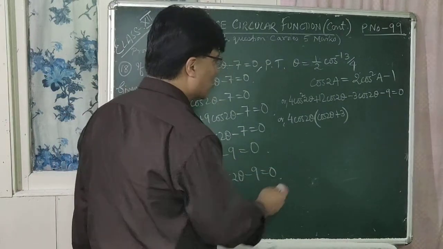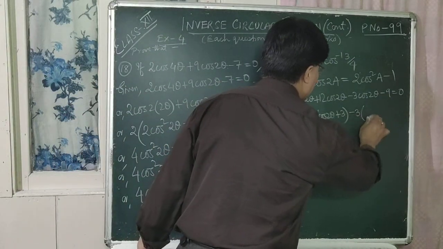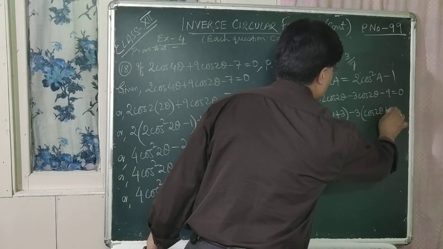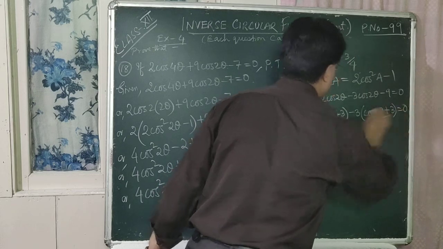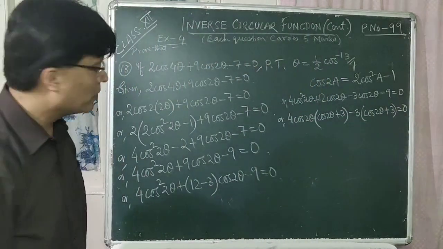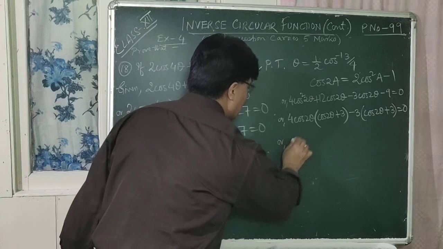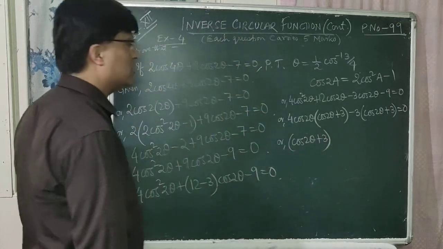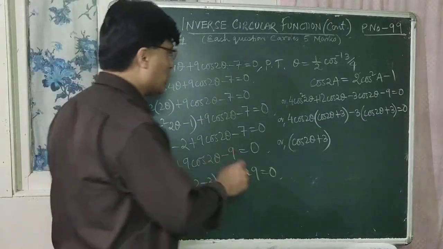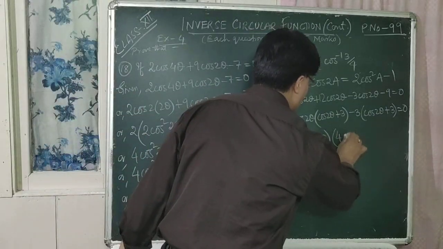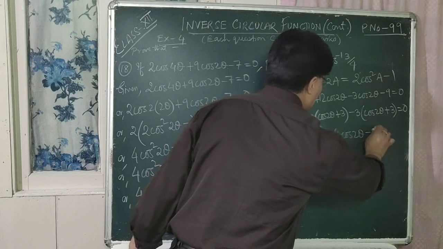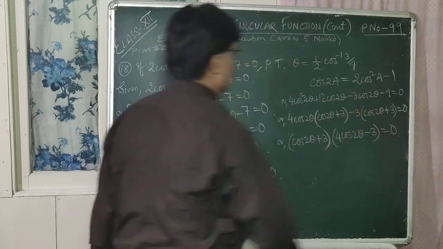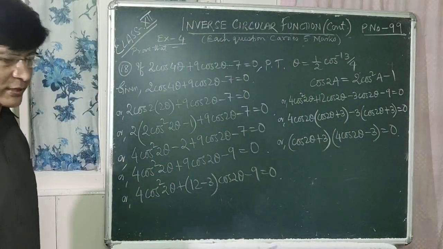Then next two terms, what is common there? Minus 3, within bracket cos 2 theta plus 3, which is equal to 0. So next, what is common here? It is cos 2 theta plus 3 taken common here. So the remaining terms you should write within bracket, that is 4 cos 2 theta minus 3, which is equal to 0. So we have factorized it.